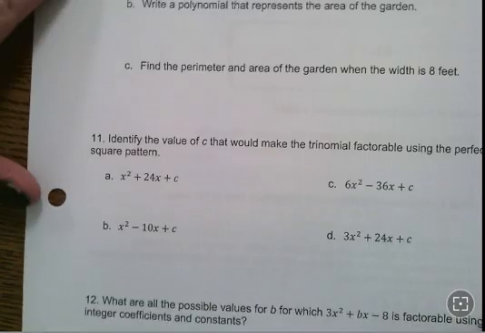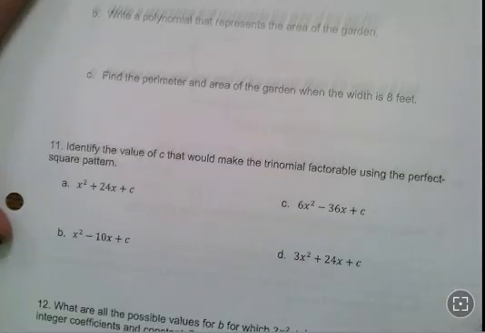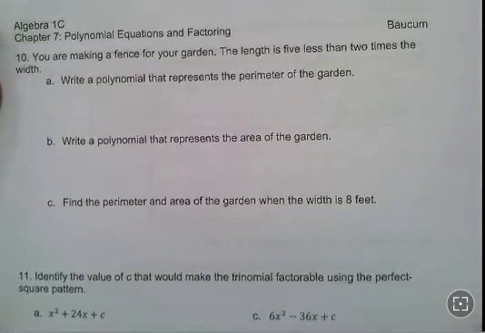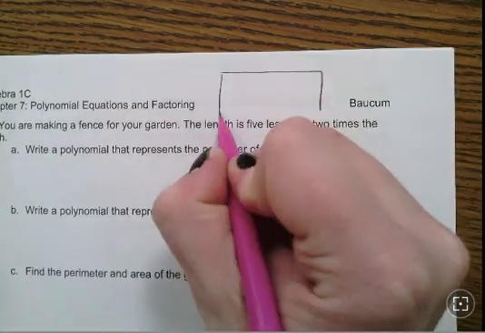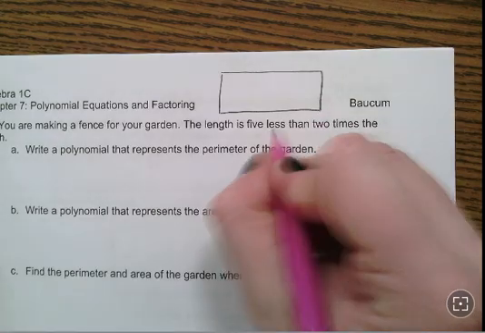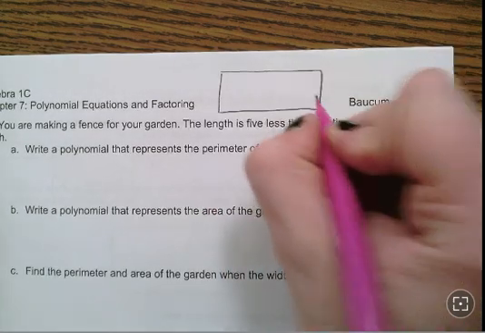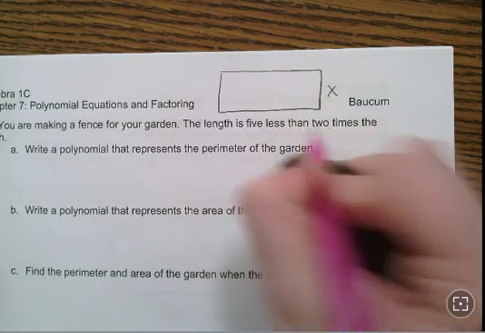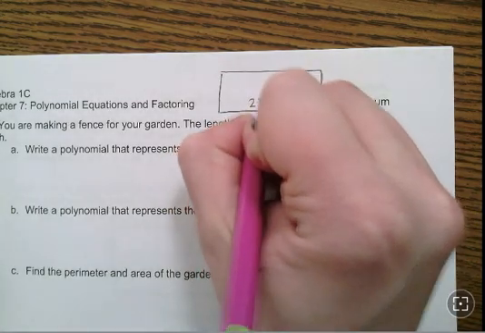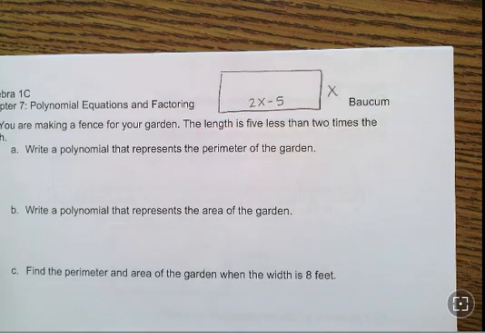Number 10, you're making a fence for your garden. We're going to pretend it's a rectangular garden, by the way. Okay, so we've got our garden here. The length is 5 less than 2 times the width. So if we let the width be x, the length is 2 times the width minus 5.